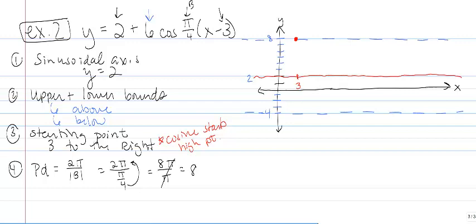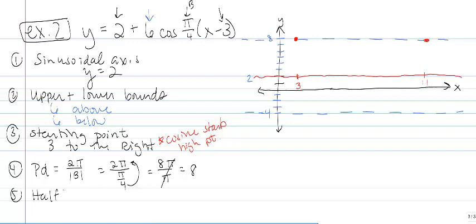So we start at 3. We're going to end at 8 from 3. So 8 plus 3 is 11. Okay, and again, we're going to stop at a high point as well, because it's going to go one full cycle. Okay, from here, it's just time to figure out what is going on in between.